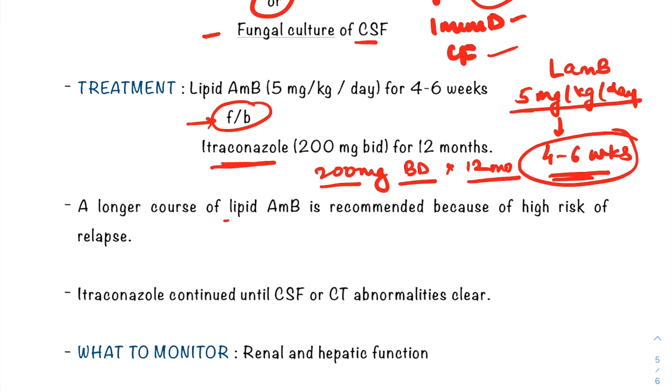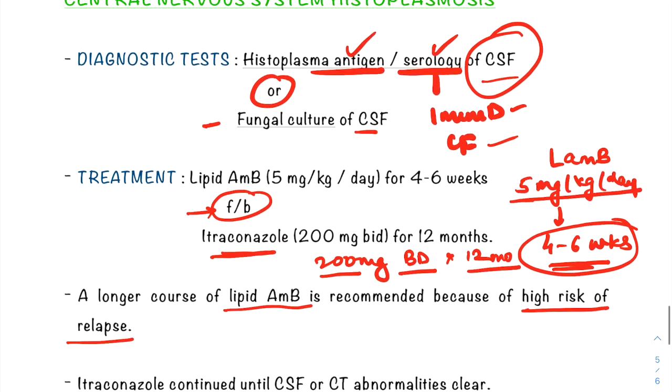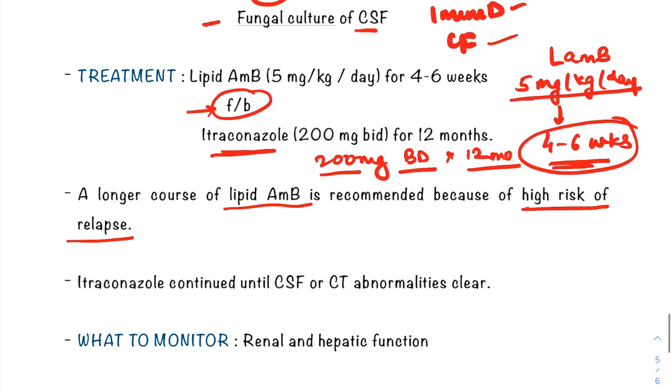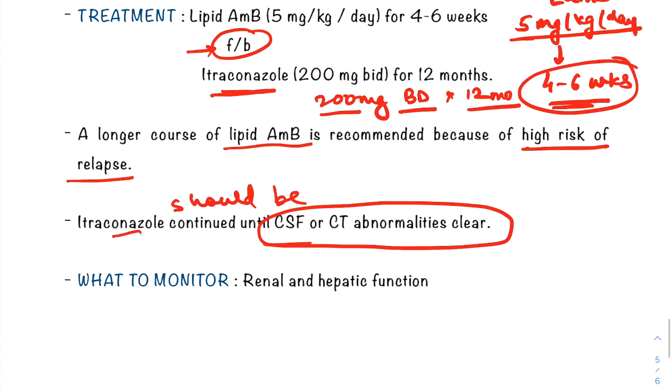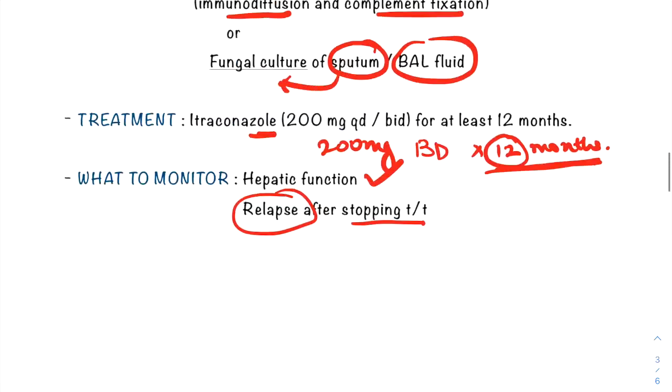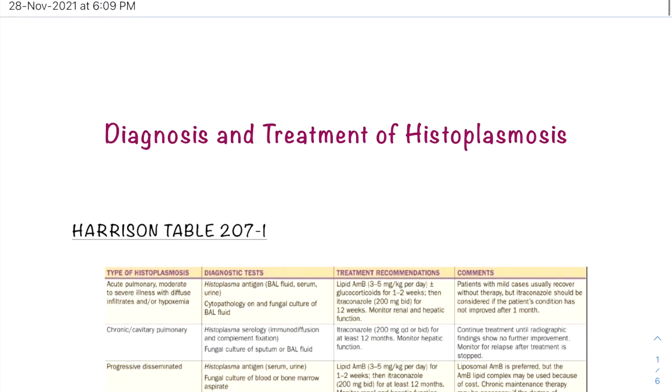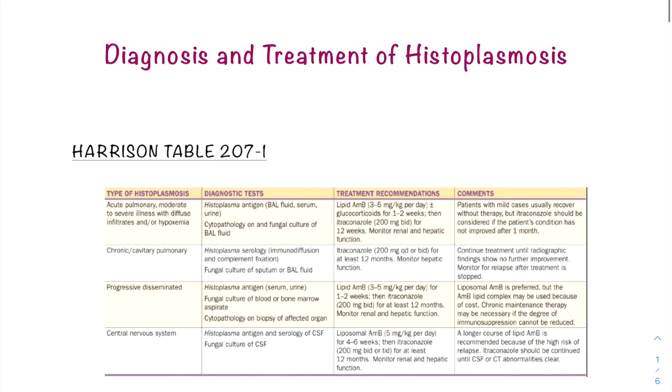A longer course of liposomal amphotericin B is recommended. Why is it recommended? Because of high risk of relapse in cases of CNS histoplasmosis. And the itraconazole should be continued until the CSF or the CT abnormalities are all normal. And during the treatment, we need to again monitor the renal and the hepatic function. So these were the four types of histoplasmosis that are covered in table 207/1 in Harrison.